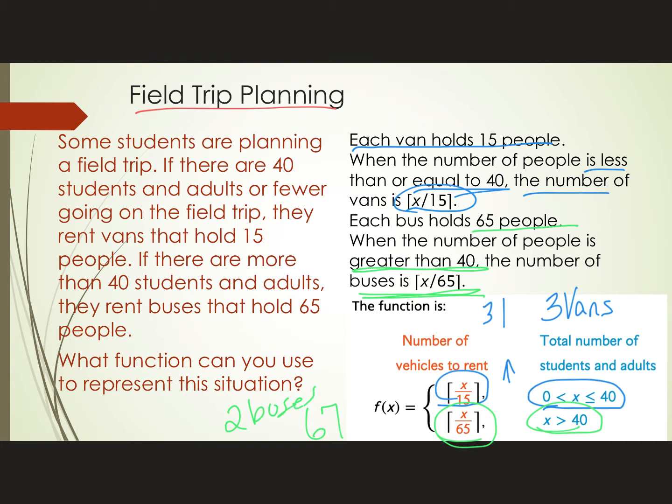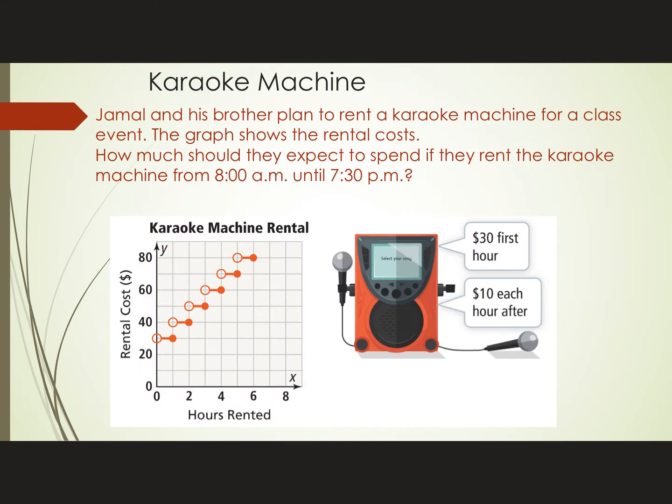Okay? So this is how we look at field trip planning. This is what we're looking for. Let's look at this one next. We have a karaoke machine. So Jamal and his brother plan on renting a karaoke machine for a class event.